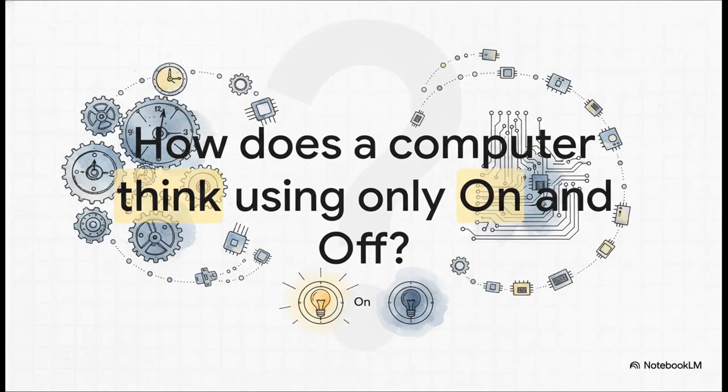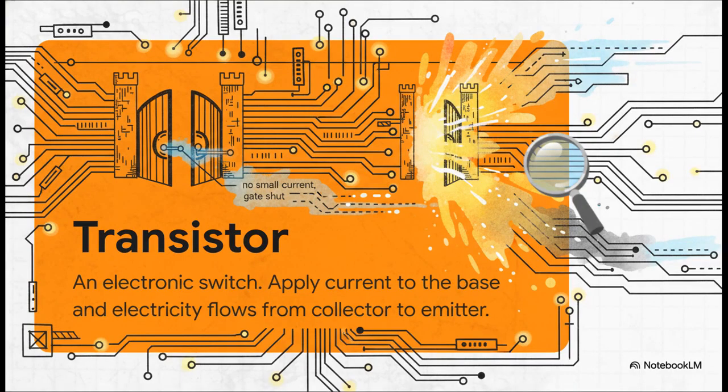So yeah, how does a computer think using just on and off? It feels like it shouldn't work. But the whole secret, the answer to this massive question, it actually starts with something incredibly small and brilliant. All right, so let me introduce you to the hero of our story, the transistor.